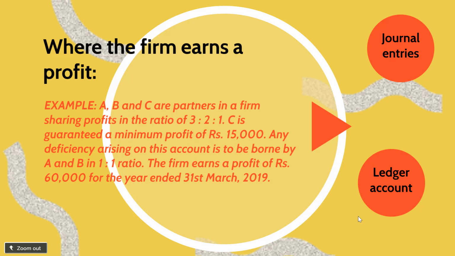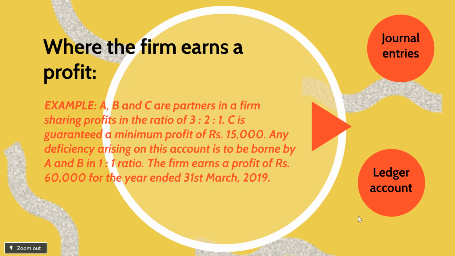So in this sum we find that the firm has earned a profit for the year ended 31st March 2019 of rupees 60,000. On dividing the 60,000 in their profit sharing ratio, which is 3:2:1, we find that A will get rupees 30,000 share of profit, B will get rupees 20,000 share of profit, and C will get rupees 10,000 share of profit. However, C is guaranteed a minimum profit of rupees 15,000.